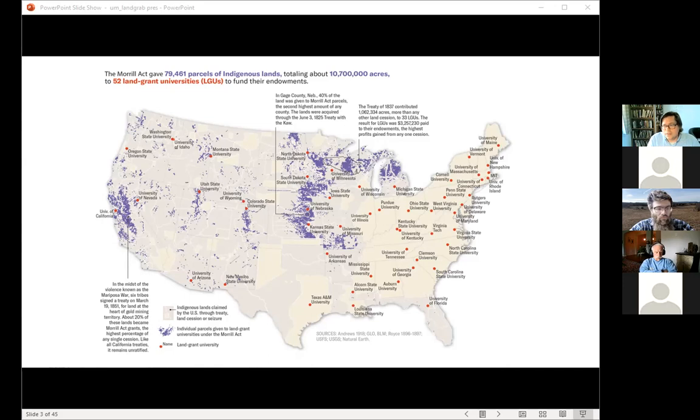The pullouts in Nebraska and in California are areas of particular density. Where these parcels are. In Nebraska, you have lands taken from the Kaw Nation to fund a variety of universities. In California, you have a dense patch that is near the location of the Mariposa War in the 1850s.